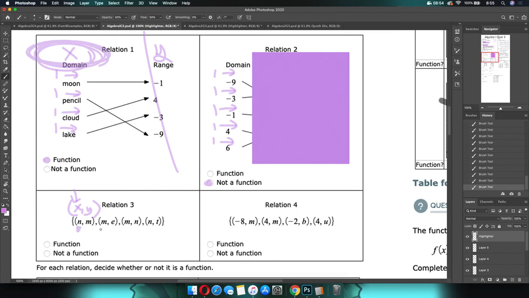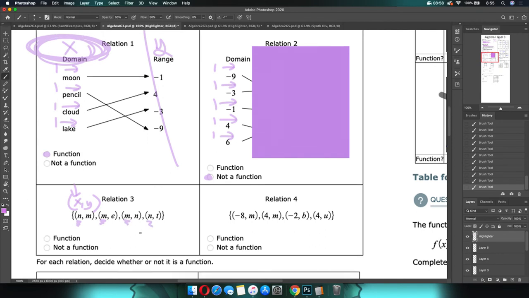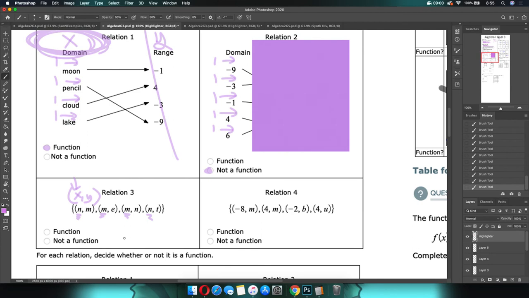So, n, m, m, n. The question you are asking yourself is, does it repeat? Both of these numbers repeat, and so long as one of them repeats, it's a fail, not a function. -8, 4, -2, 4. 4 repeats, therefore it's not a function, all right?